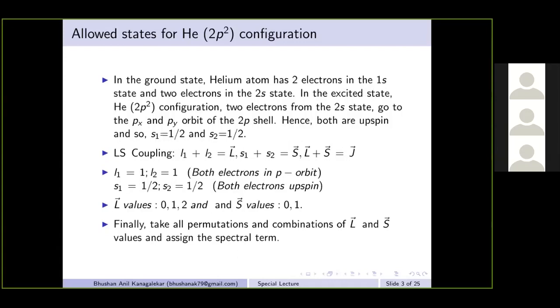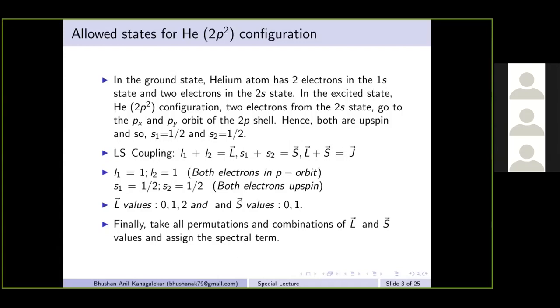In the LS coupling, we have to couple first L1 and L2 to get L, couple S1 and S2 to get S, and then couple capital L and capital S to get capital J. So this is the LS coupling: L1 plus L2 equal to capital L, S1 plus S2 equal to capital S, and finally capital L plus capital S equal to capital J.